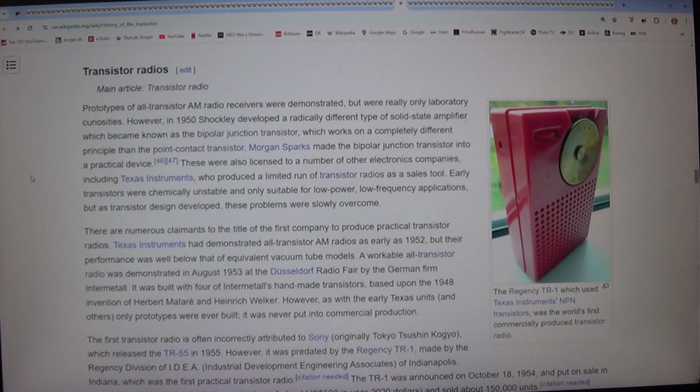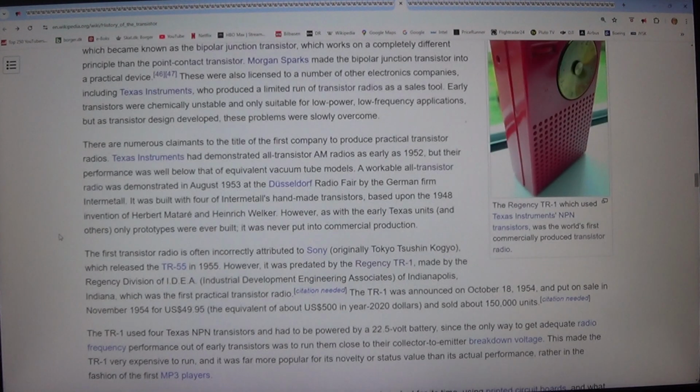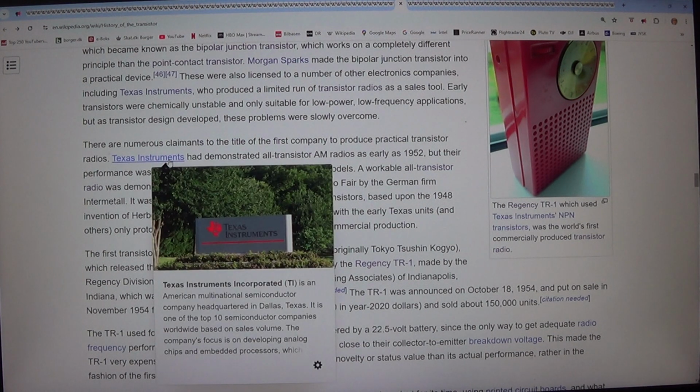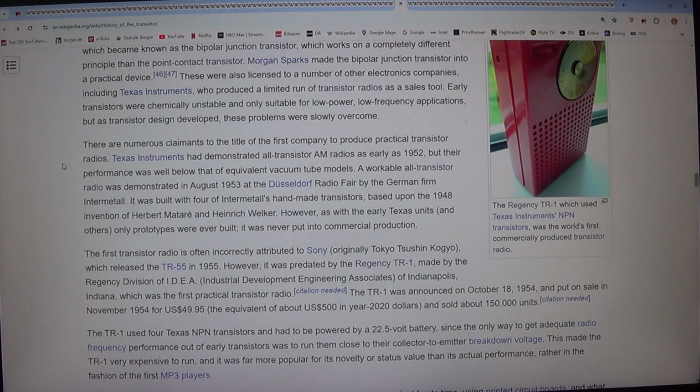Early transistors were chemically unstable and only suitable for low-power, low-frequency applications, but as transistor design developed, these problems were slowly overcome. There are numerous claimants to the title of the first company to produce practical transistor radios. Texas Instruments had demonstrated all-transistor radios as early as 1952, but their performance was well below that of equivalent vacuum tube models. A workable all-transistor radio was demonstrated in August 1953 at the Düsseldorf Radio Fair by the German firm Intermetall.